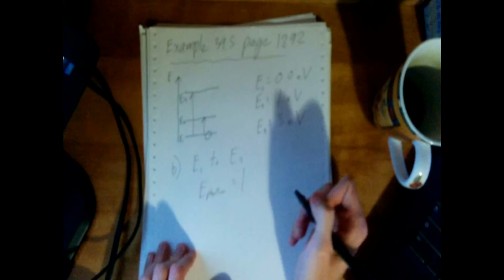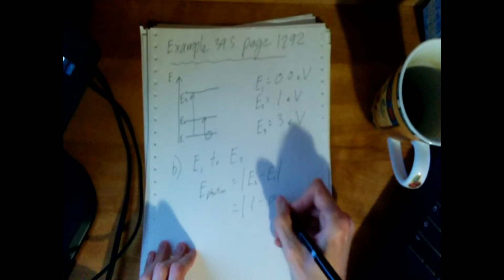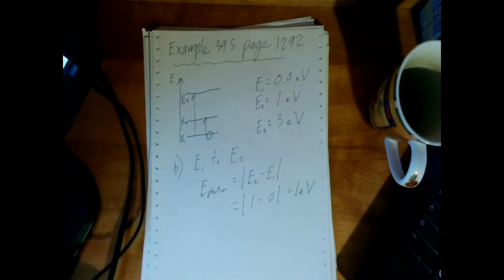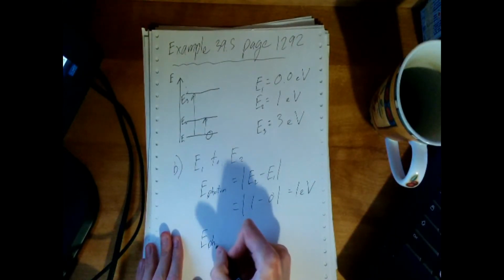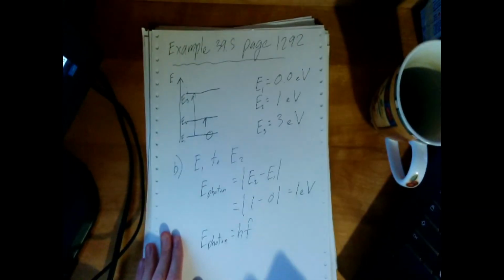We'll find the energy of the photon that we need to bring the electron from the ground level to this particular level. So it corresponds to the difference between the two energies. So how much we need to jump. So we have, well, this is 1 minus 0, big deal, 1 electron volt. So we need a photon with this energy, but we also know that the energy of a photon is given by the Planck constant times the frequency.